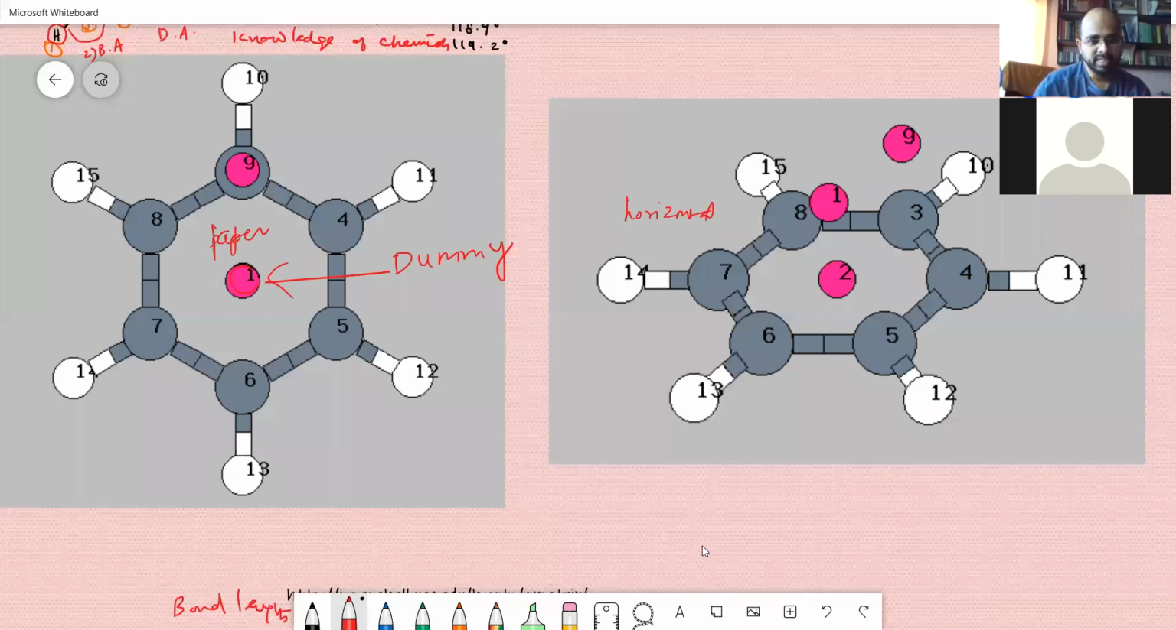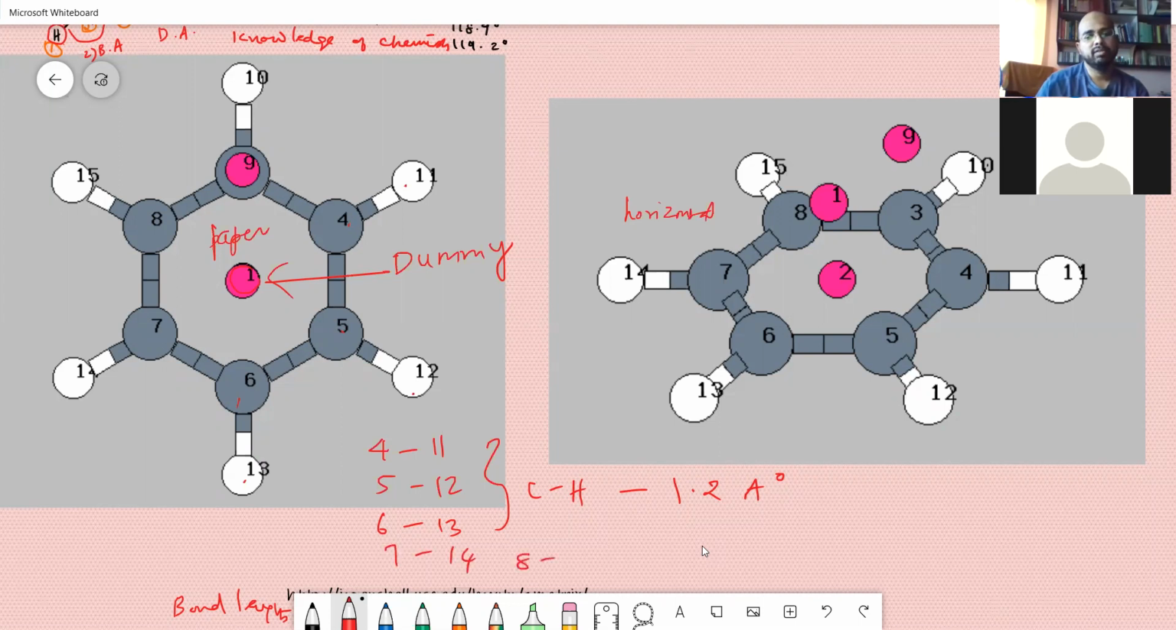But you can see that numbering is given first to all the atoms, and then to describe the connectivity, 4 is connected to 11, 5 is connected to 12, 6 is connected to 13. All of them are CH bonds with about 1.2 angstrom units. Here 7 is connected to 14, 8 is connected to 15. So you have to describe that the benzene ring is planar.